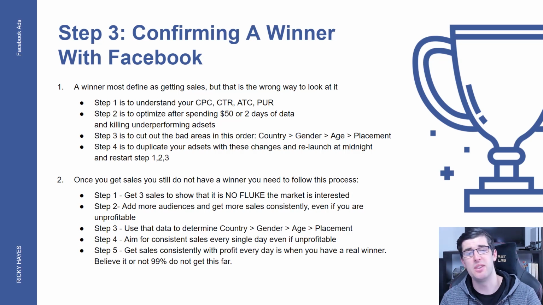But then step number 5 is to get those sales consistent with profit every day, and that's when you have a real winner. A real winner is something that actually makes me money at the end of the day. I need to recuperate my losses and start making money consistently. I can't just get a few sales and say I'm on to a winner. I need to get that consistently with money in my back pocket. I need to justify my time, I need to pay my taxes, and I need to pay my expenses.